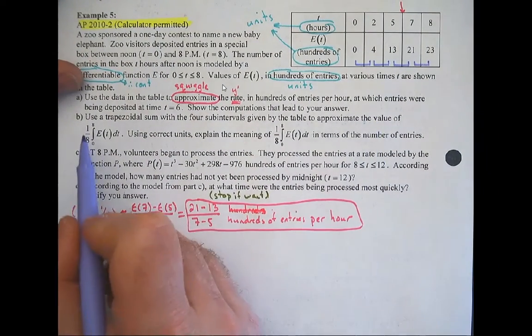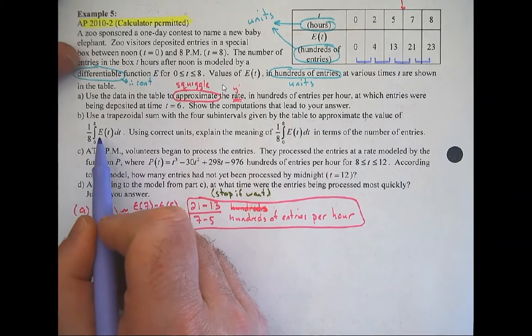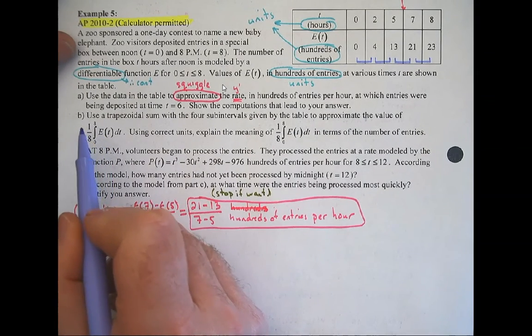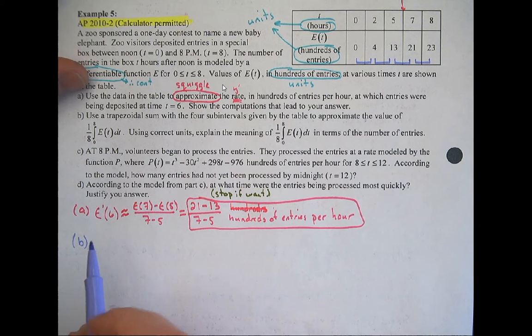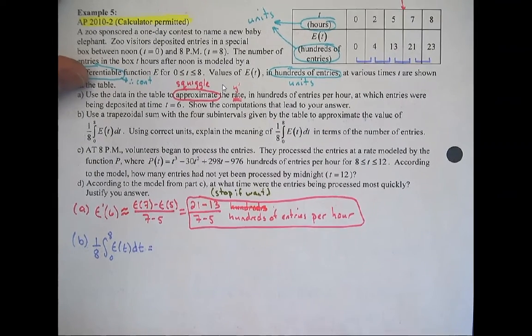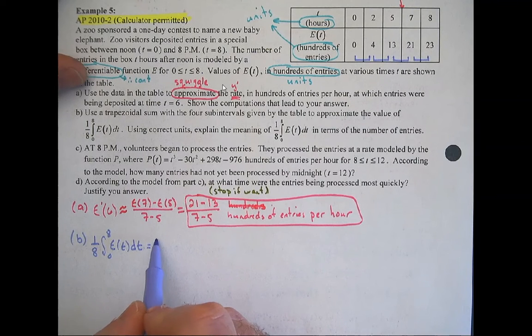To find the value of 1/8 integral. Now that's a little sneaky. What do they have out in front of this? They threw a 1/8 out there. So we want to calculate 1/8, the integral from 0 to 8 of E of t dt. That 1/8 is going to make sense in a little bit, but it's a little sneaky right now. So I'm going to leave the 1/8 out there.